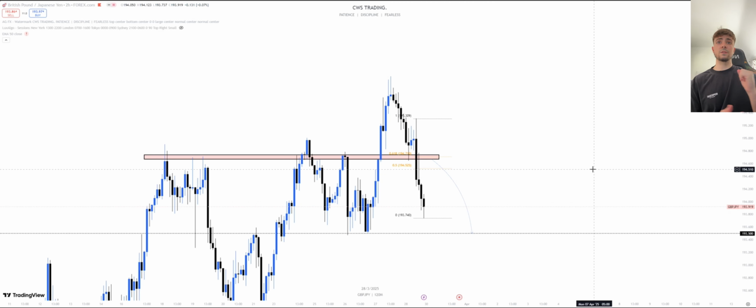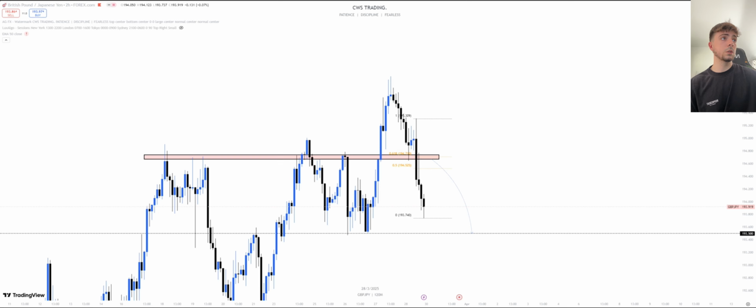So yeah, the yen is very powerful at the minute and is sort of dictating any markets that it's paired with. So that is why I'm looking for the opposite on this compared to all of the other GBP pairs. So that is GBP JPY in a nutshell.